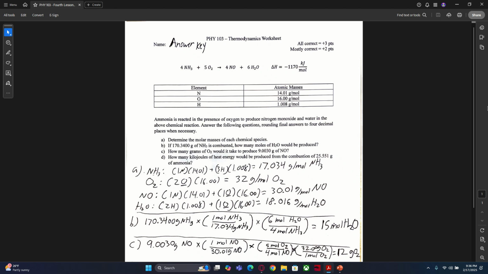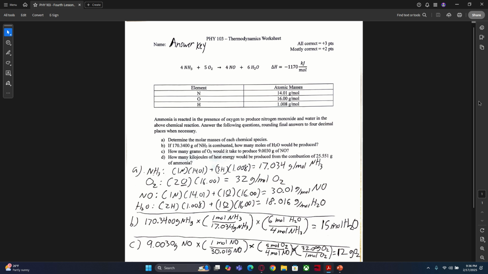Hi class, welcome to one more lesson in our series of basic introduction to physics, some basic concepts that you might see. Here we're going to be combining a little bit of chemistry and physics to go from molar mass to thermodynamics to calculate heat energy produced or released by a chemical reaction that's already balanced.